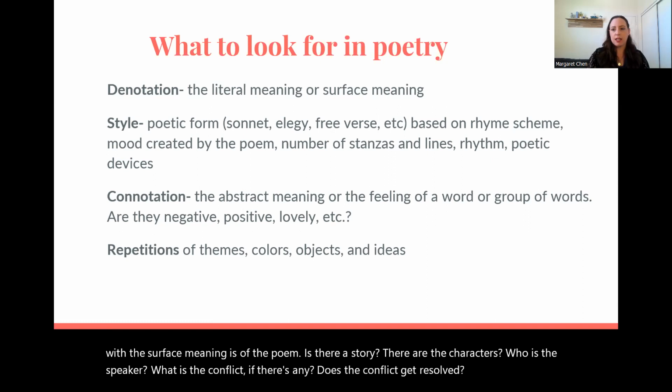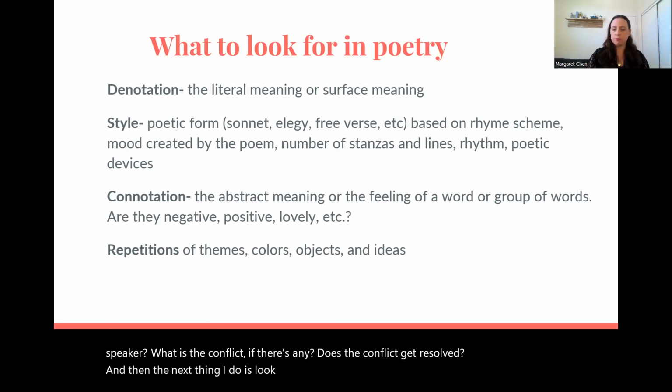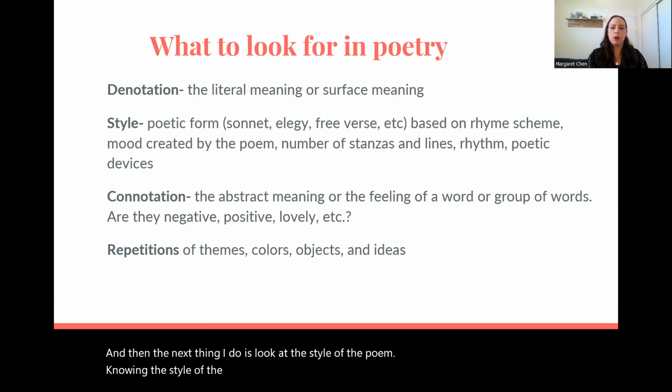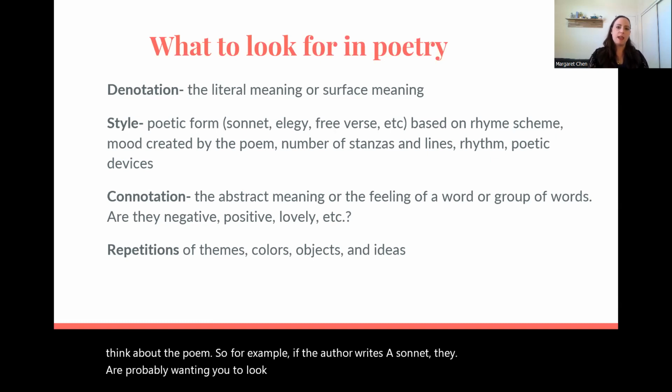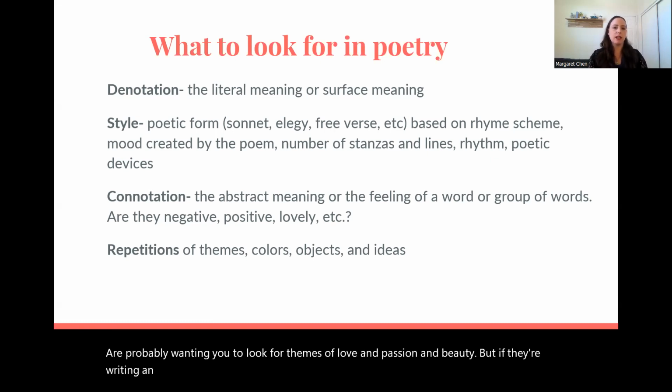And then the next thing I do is look at the style of the poem. Knowing the style of the poem can really inform the reader how the author wants you to feel or think about the poem. So, for example, if the author writes a sonnet, they are probably wanting you to look for themes of love and passion and beauty. But if they're writing an elegy, they're going to be dealing with themes of loss, desire for a loved one to come back, or grief in general.